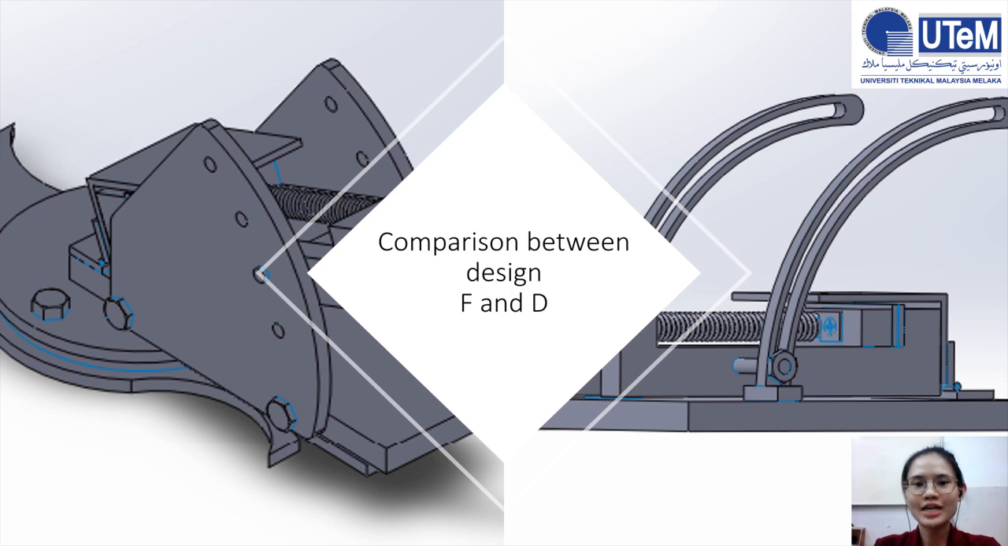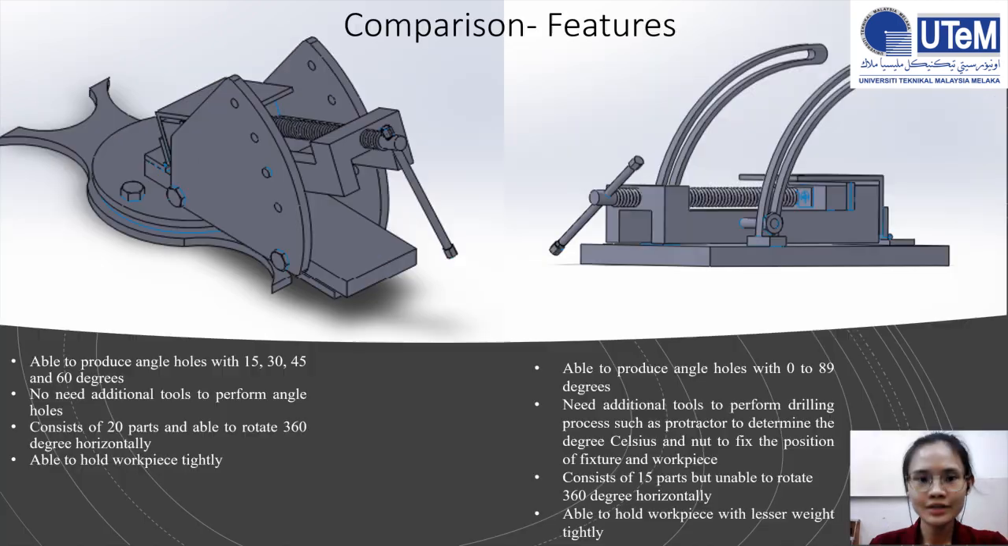My name is Eunice and I would like to continue my group presentation by comparing the two best designs from the screening and scoring concept, which are Design F and Design D. The left-hand side is Design F and the right-hand side is Design D. This slide shows the comparison of features. In short, Design F has higher accuracy and production rate compared to Design D, and it does not need additional tools and it is able to rotate 360 degrees horizontally.